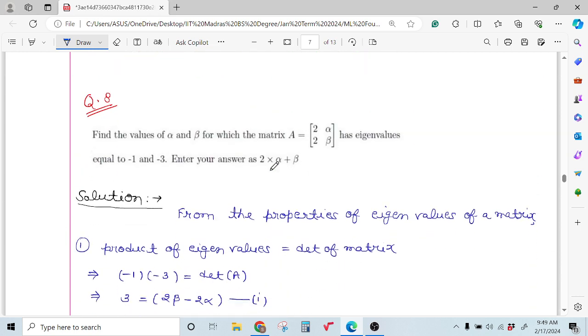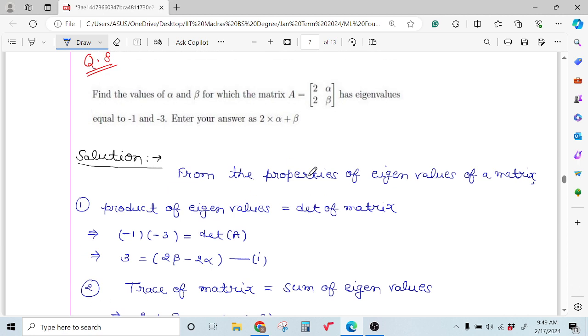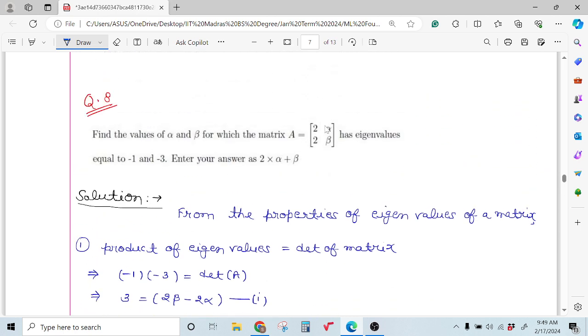So let us proceed with the next problem, number 8. Find the values of alpha and beta for which the matrix A has eigenvalues equal to minus 1 and minus 3. Enter your answer as 2 alpha plus beta. So from the properties of eigenvalues of a matrix, the product of eigenvalues is equal to the determinant of the matrix. So the product of eigenvalues is given as minus 1 and minus 3. So we will take the product of these values and equate it with the determinant of the matrix. So the determinant of the matrix is 2 beta minus 2 alpha.